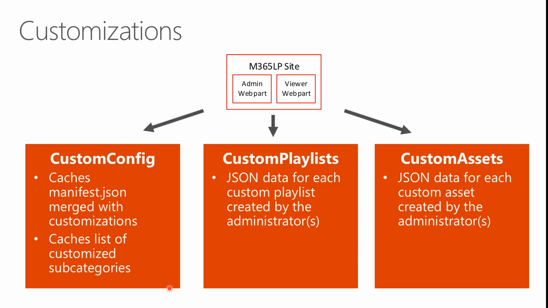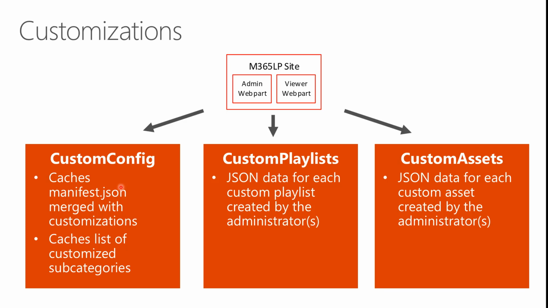And so as far as customizations go, I was speaking of this before, your master site collection has this admin web part and the viewer web part already put on pages in that site collection, but 3 other lists exist. So the first is the custom config list, which caches that manifest.json file that comes from the GitHub Pages library and merges it with any customizations that you made. And that basically provides the best performance that we can for the viewer web part, so that the viewer web parts will load really, really fast, especially if you have more than one on a page.